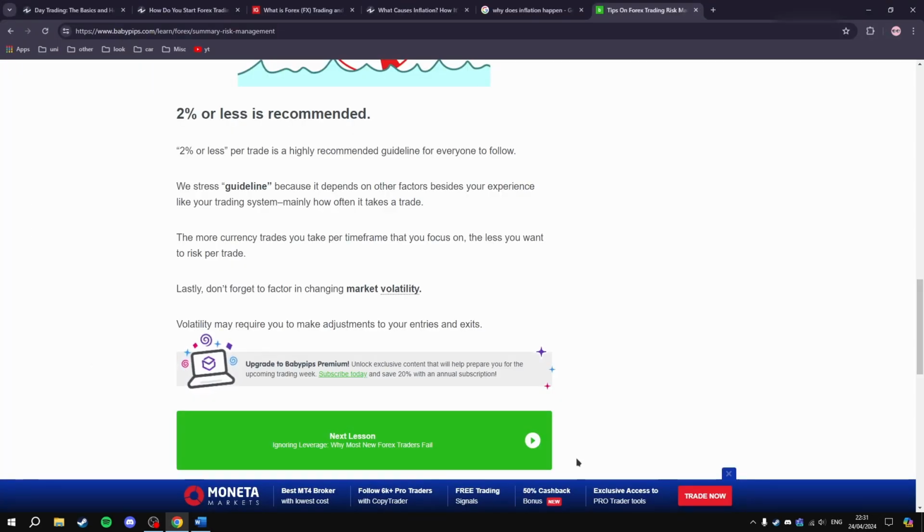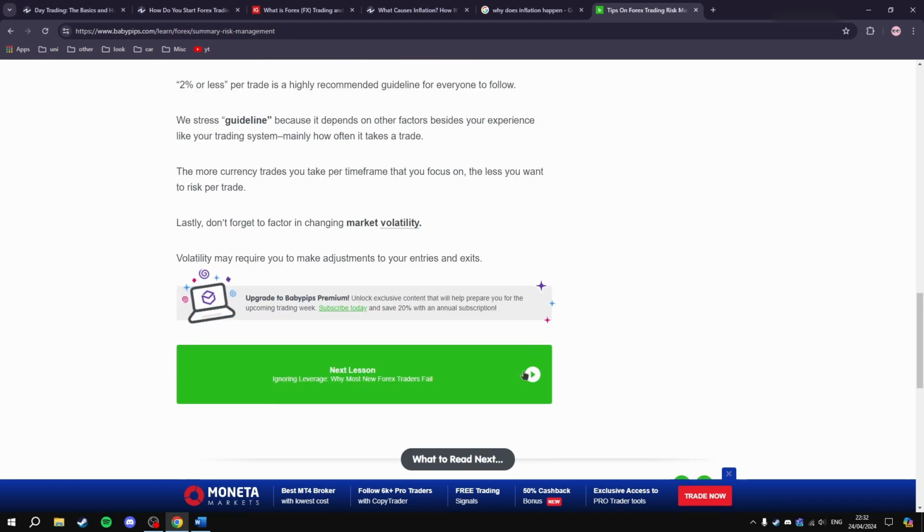Lastly, don't forget to factor in changing market volatility. Volatility may require you to make adjustments to your entries and exits.